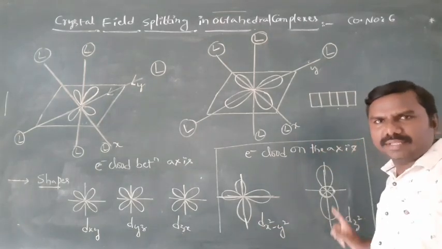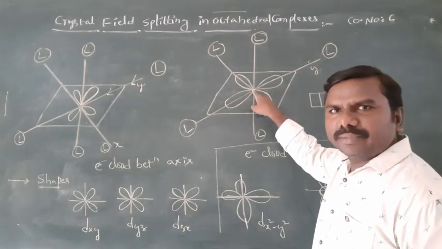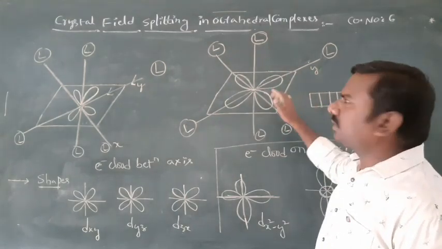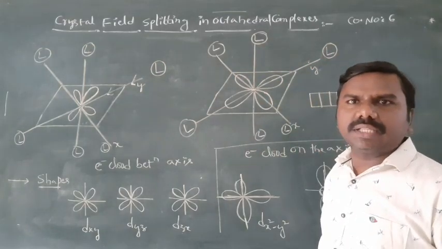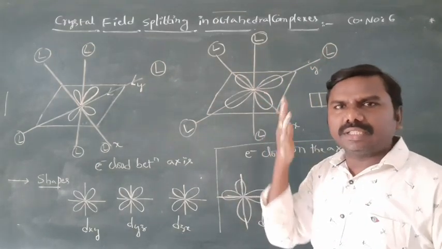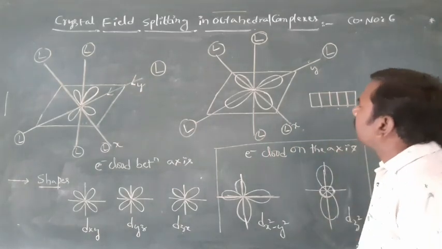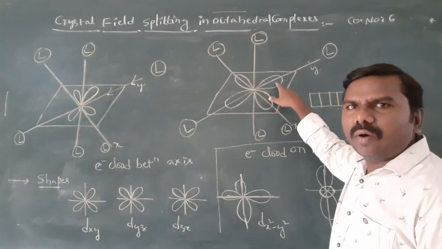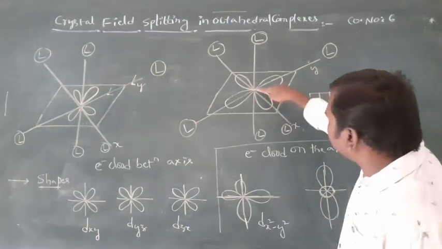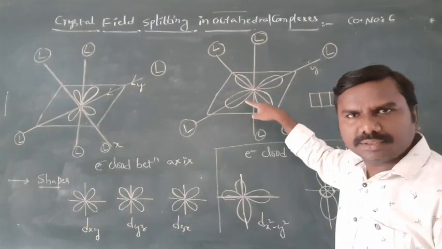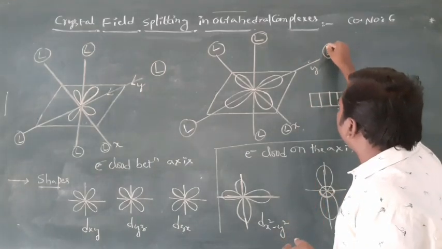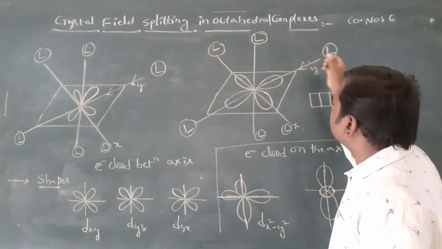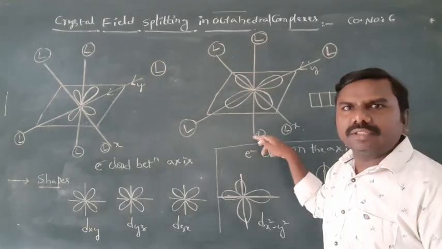In these two cases, the central metal atom is in an octahedral complex. 1, 2, 3, 4, 5, 6. Octahedral shape it is, in the x direction, y direction, z direction. So this is the electron cloud on the y-axis, on the x-axis. Clear it is? Now, this is the ligand approaching direction. It is the shape of an octahedral.